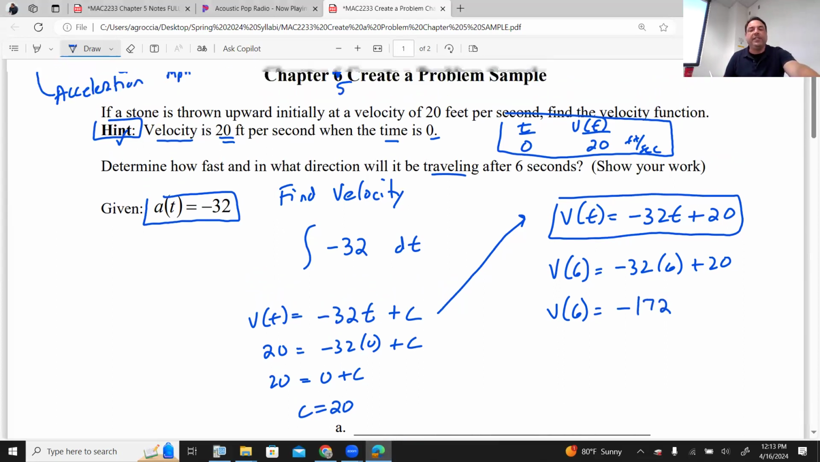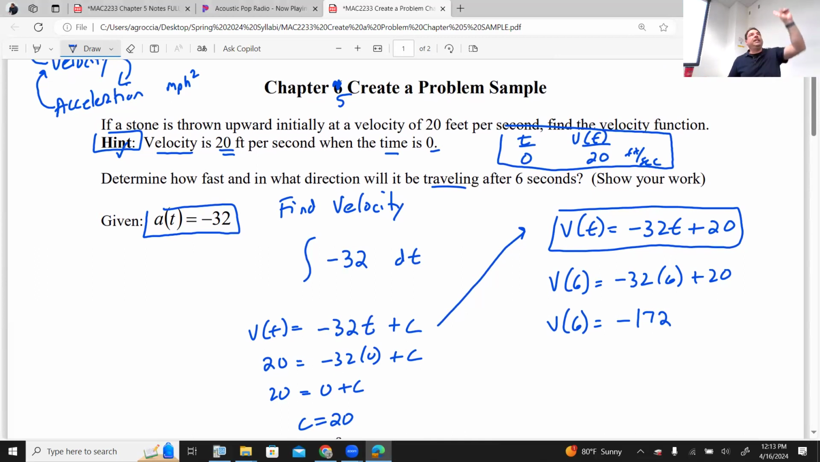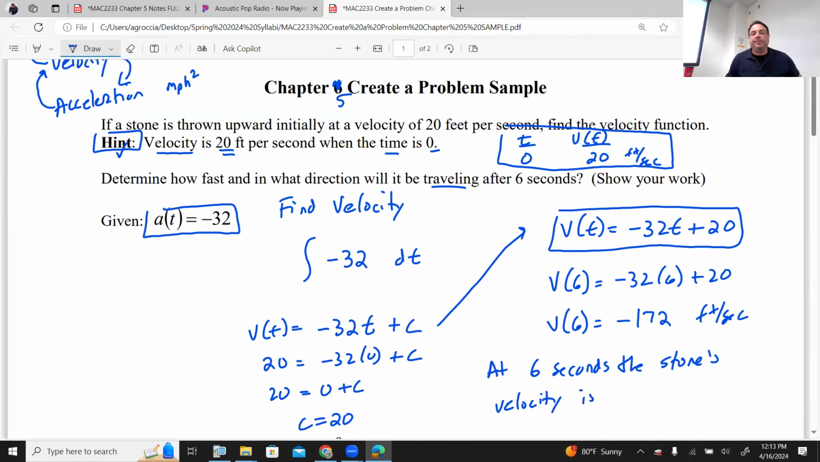First of all, remember, this is someone throwing a stone into the air and the stone comes back down. First of all, its velocity. What are the units going to be? Feet? Feet per second, or feet per second squared? Feet per second, because it's velocity. Now, if I was going to write this in a sentence, I would put at 6 seconds, the stone's velocity is 172 feet per second, but I avoided the negative.